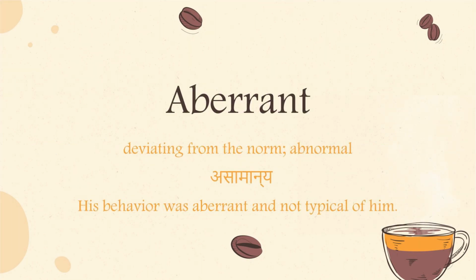The second word is aberrant. This means deviating from the norm or abnormal. An example sentence would be, his behavior was aberrant and not typical of him.